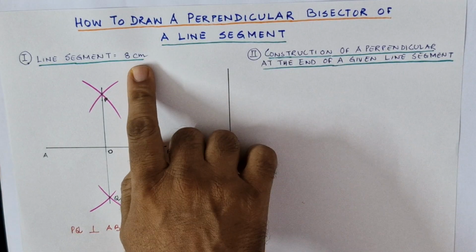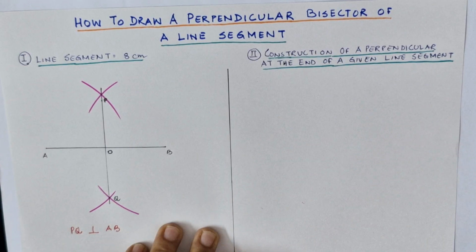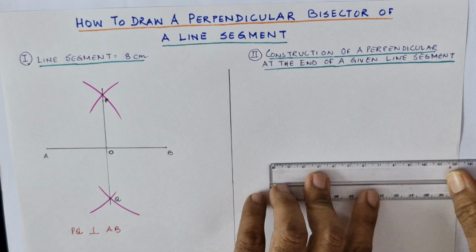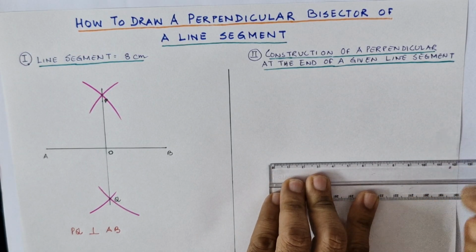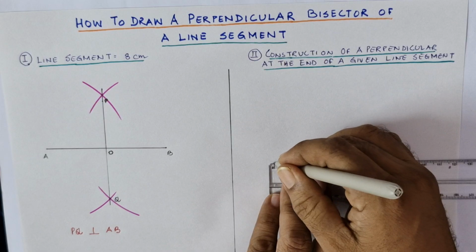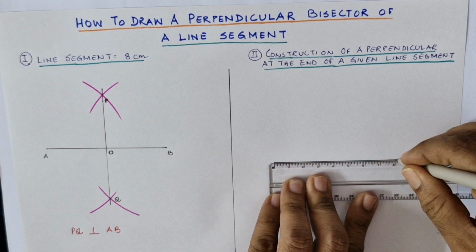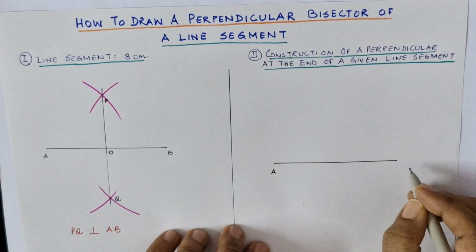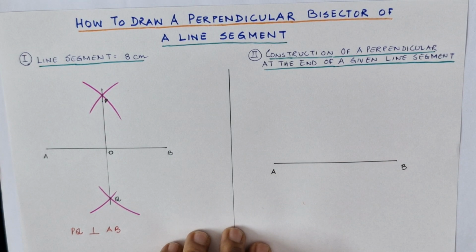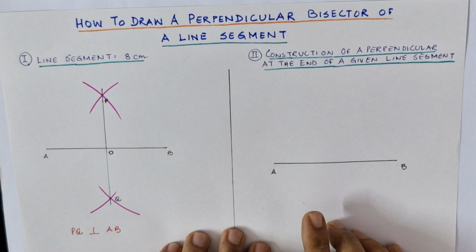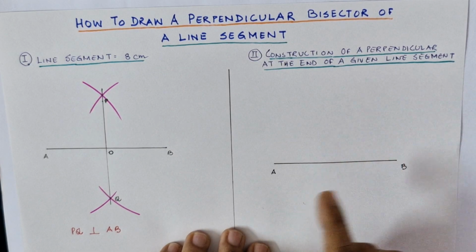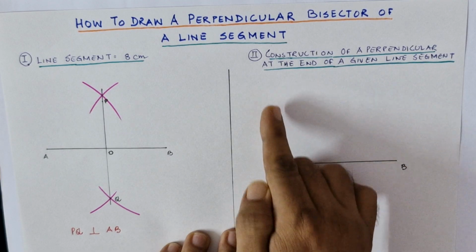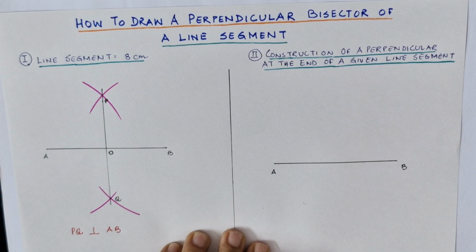So let's take this line segment as an example, 8 centimeter, right? So go ahead and draw 8 centimeter as the line segment. Got it? We'll name it as A and B. Now, if I wish to draw the perpendicular at the end of the line segment, let's say I wish to draw the perpendicular at the point A, right? So how to draw it? Let's see.